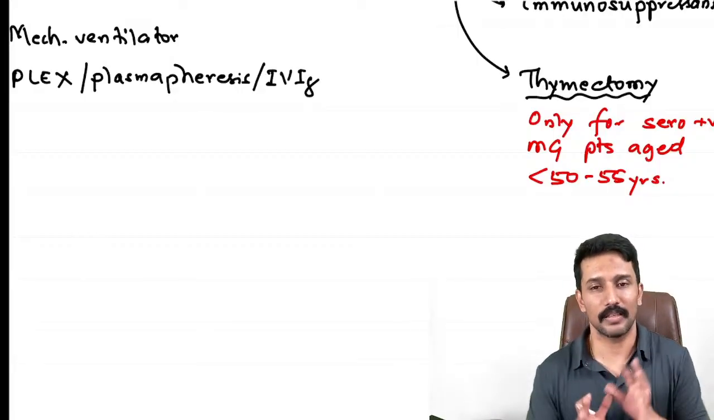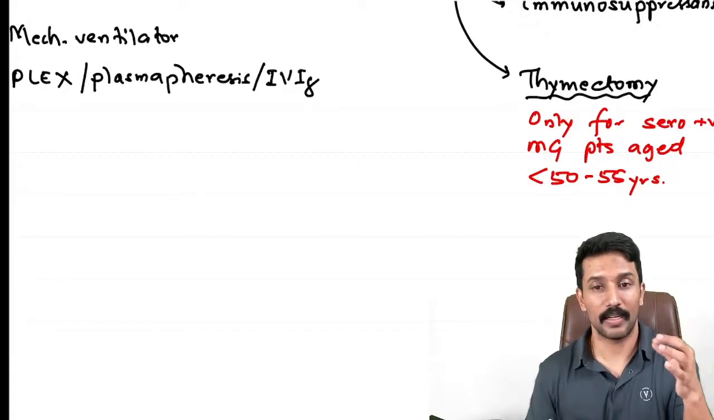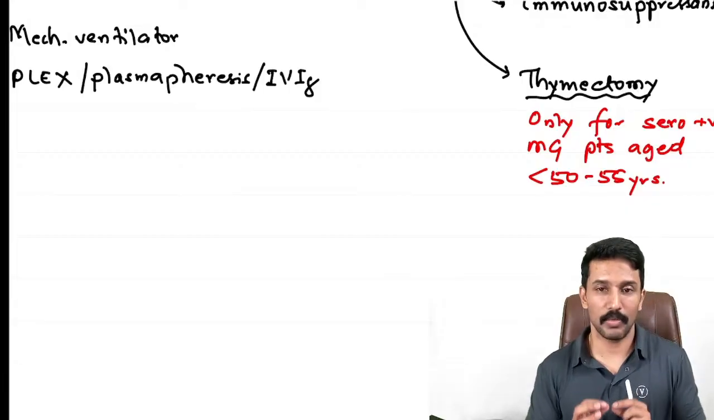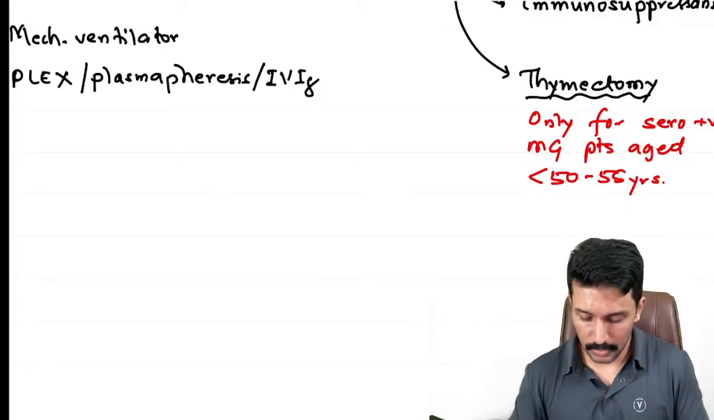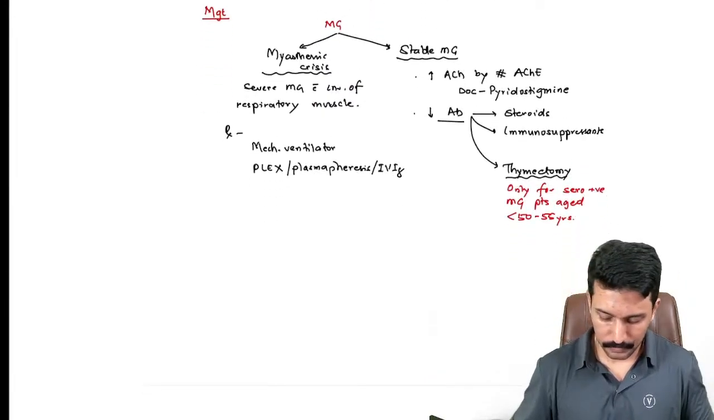But anyone who is young, like 40, 45, and they present with myasthenia gravis and they have anti-acetylcholine receptor antibody, get rid of the thymus gland, the disease is cured. Thymectomy can be curative, right? So that's about our case of myasthenia gravis.